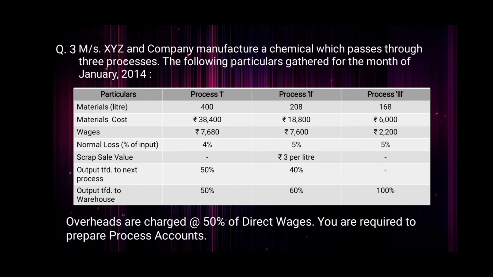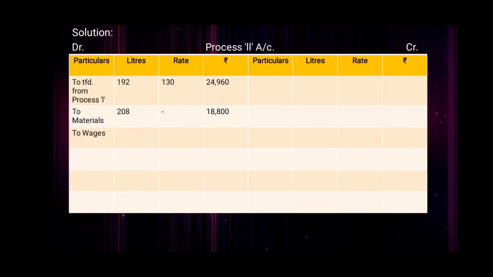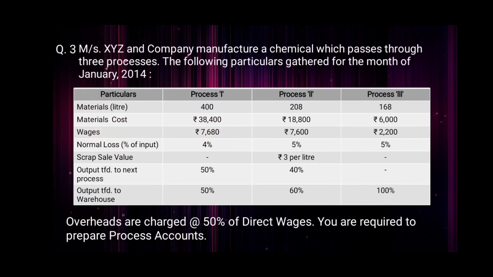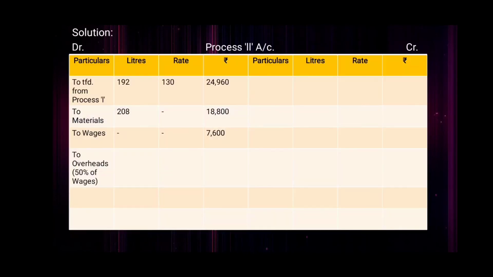Next, wages for process 2 is given as 7,600. To wages 7,600. Next, overheads are charged at the rate of 50% of direct wages. So 50% of 7,600 we have to calculate. To overheads, 50% of direct wages will be 3,800.